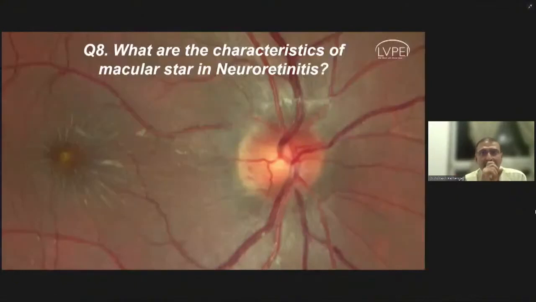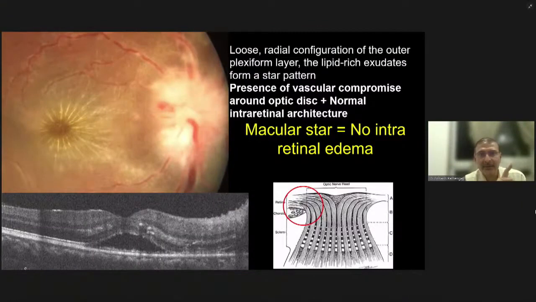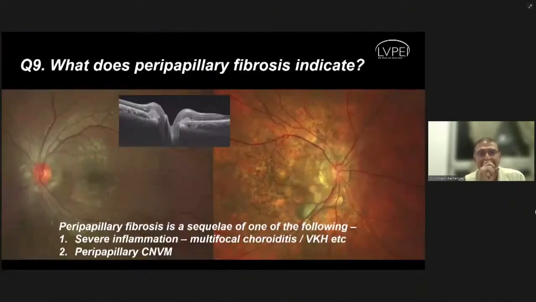resolution of MEWDS. The macular star is a feature which can be seen in neuroretinitis, which can be caused by various etiologies. And the point I want to make is that here also, as in MEWDS, there is no perifoveal leakage. And for the macular star to happen, it is important that the retinal architecture is intact. So if the retinal architecture is not intact, it's unlikely a patient would develop a macular star.